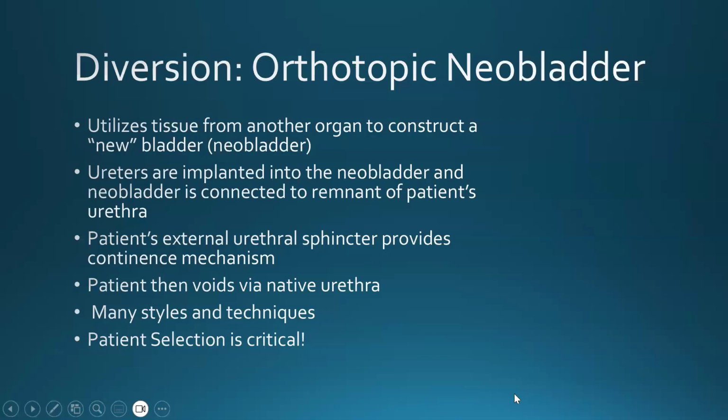So the last form of diversion I want to talk about is an orthotopic neobladder. So this utilizes tissue from another organ to construct a new bladder. The ureters are implanted into that neobladder, and the neobladder is then connected to the remnant of the patient's urethra. And the patient's external urethral sphincter provides the continence mechanism, and then the patient voids via the native urethra. And there's many styles and techniques that can be utilized for this. But again, patient selection is critical.